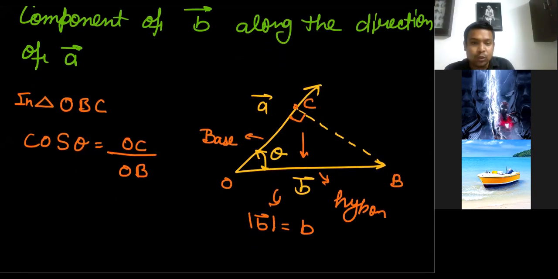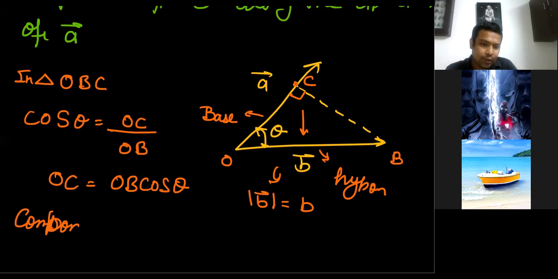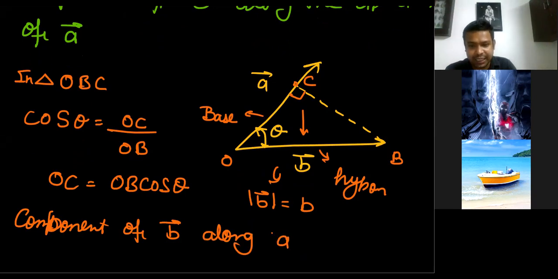So the value of OC is OB cos theta. And we can write the component of vector B along vector A as B cos theta in the direction of A cap.